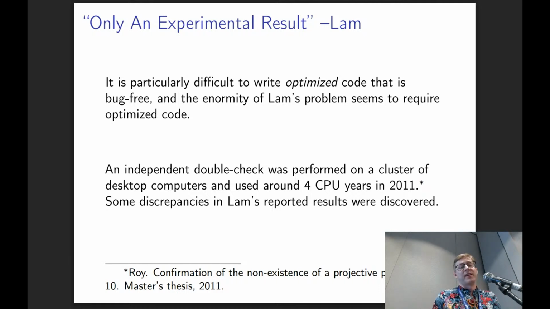And so that's just the reality, which is kind of unfortunate from a mathematical point of view, because how do we trust the computer, right? Because there's almost certainly a bug. And this is actually exactly what happened. There was an independent double check performed in 2011. And they did find discrepancies in Lam's reported results. They had missed some cases, right? So the proof is probably 99% correct, but there were cases which their code had overlooked.